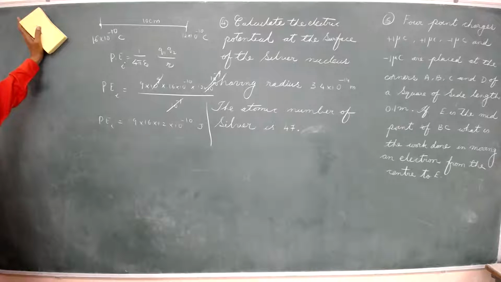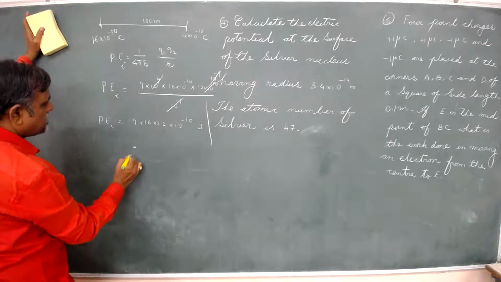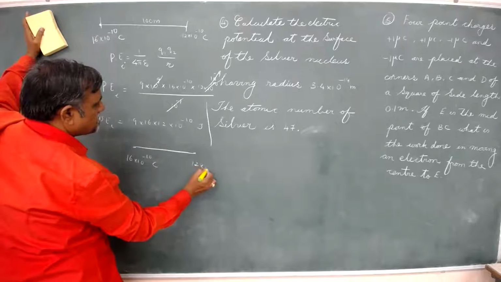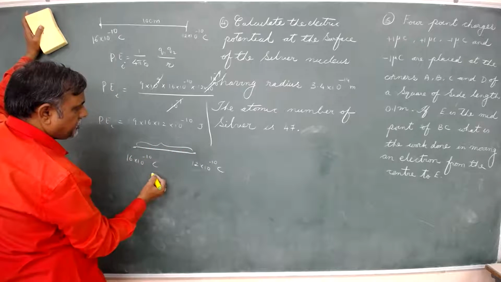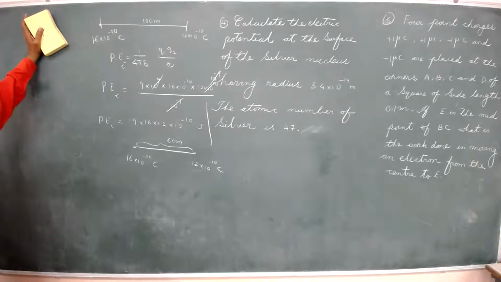The two charges are brought 4 centimeters closer. 4 centimeters closer means it is not the distance between the two charges, which is 4 centimeters. Okay, so this is closer. One charge is moved. Now, in the second situation, this is 16 into 10 power minus 10 coulomb. There will be some distance between these two charges, 12 into 10 power minus 10 coulomb. Now, what will be the new distance now? 6 centimeters. 4 centimeters he moved. Okay, 6 centimeters becomes the new distance between them.